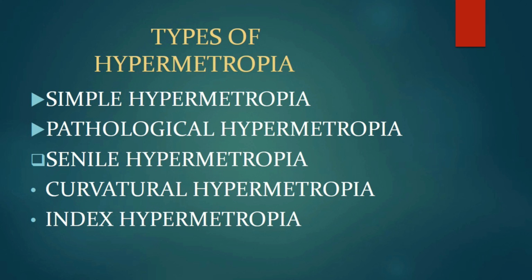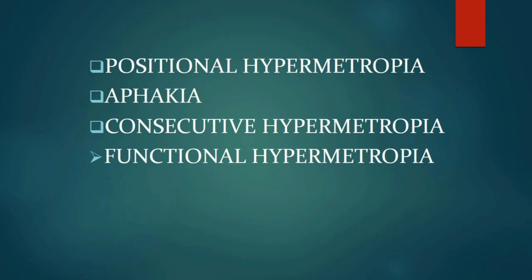In old age, the refractive index of the cortex increases. As a result, the lens becomes more homogeneous and acts as a single lens. The converging power of the lens as a whole decreases, resulting in index hypermetropia. Now comes positional hypermetropia, which may occur due to posterior subluxation of the lens, or aphakia, congenital or acquired absence of the lens.